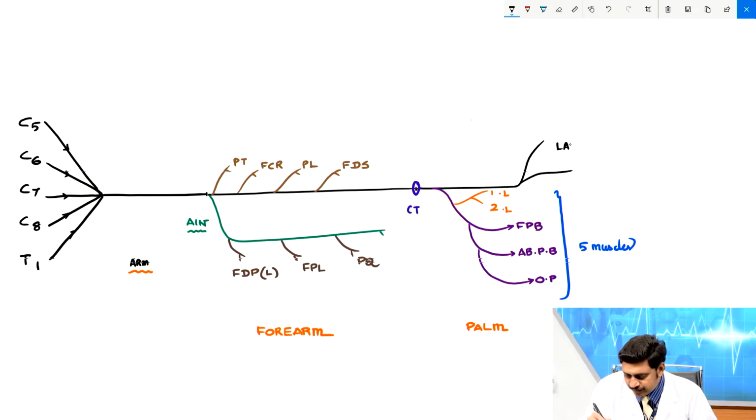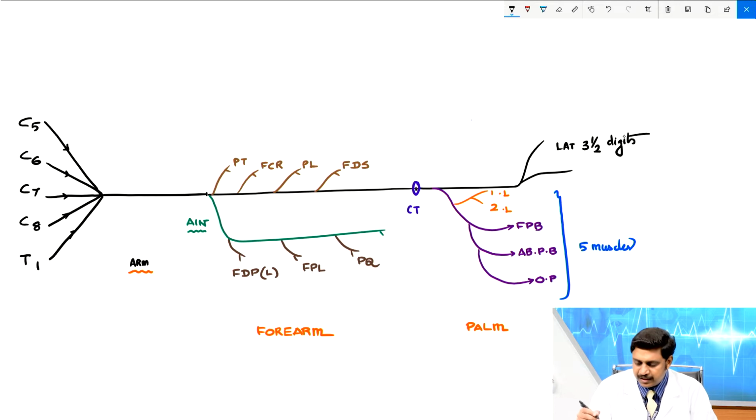Also, look carefully, it is also going to supply the same 3½ fingers' nail beds, the distal phalanx and part of the middle phalanx on the dorsal aspect, which will again be by median nerve cutaneous sensation. Is it clear? So, it is going to supply the lateral 3½ digits. Is that clear? The cutaneous sensation of the lateral 3½ digits.